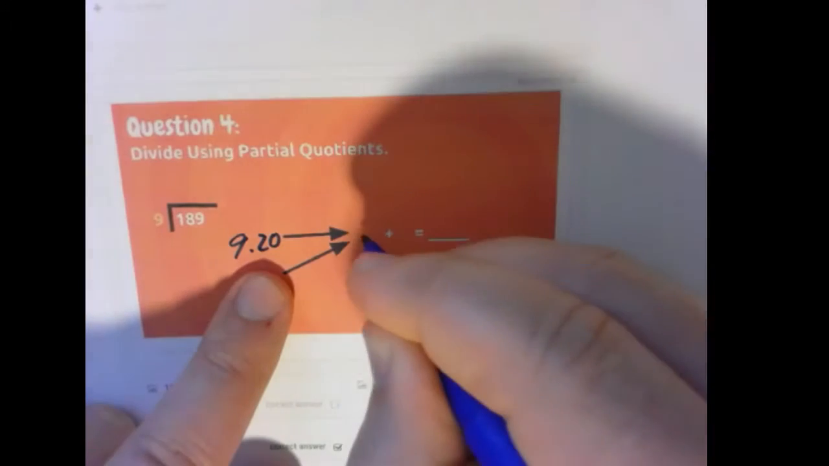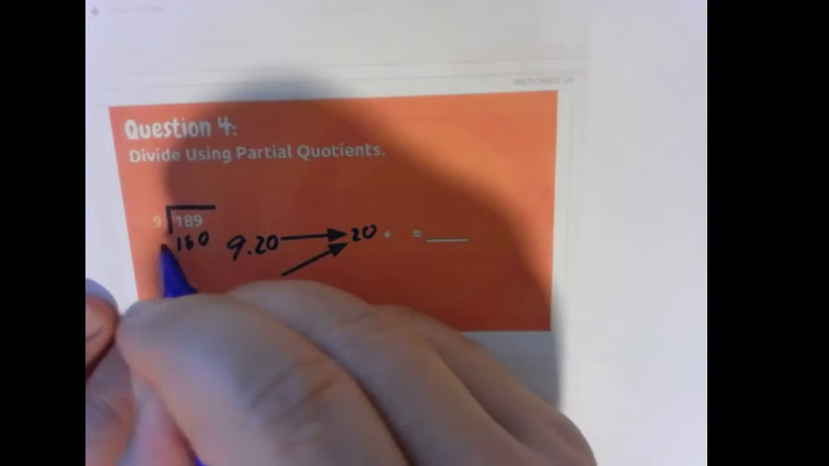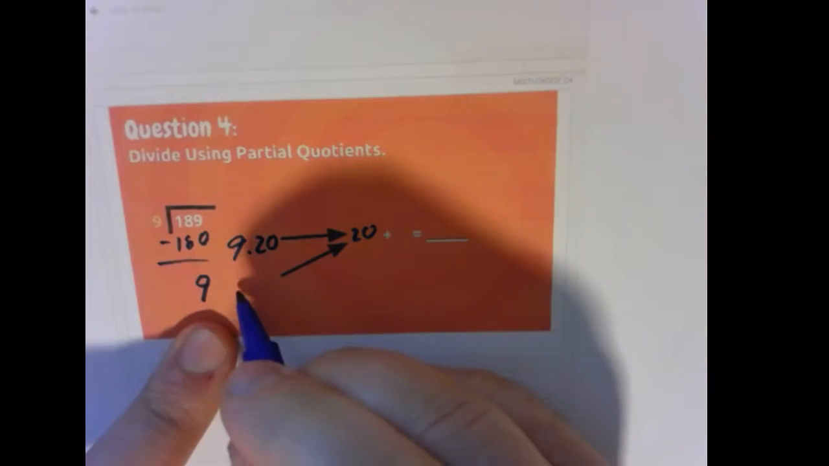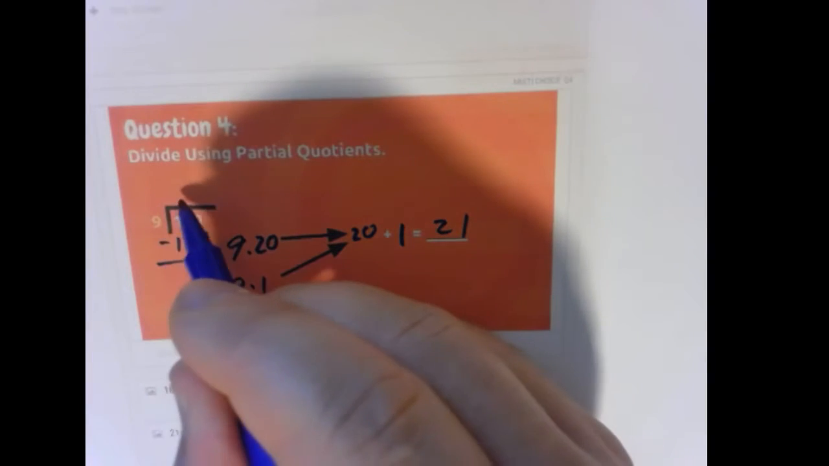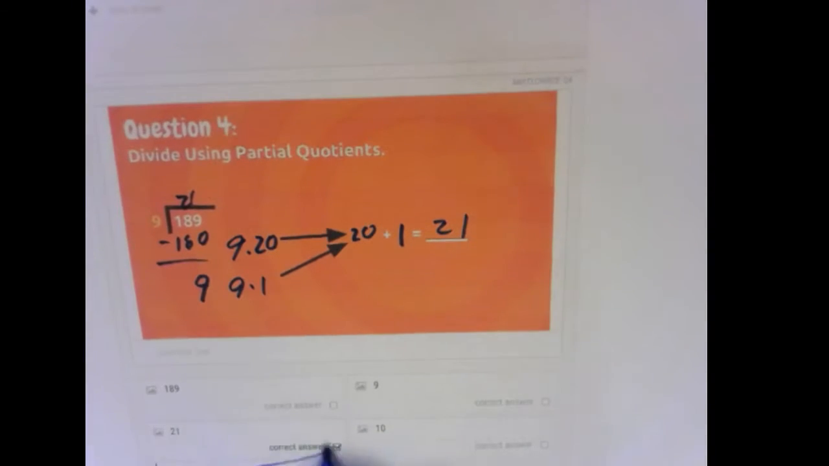Put the 20 here. So what is 9 times 20? That would be 180. What is the difference? 189 take away 180 leaves only 9. 9 times what makes 9? Well, 9 times 1 makes 9. So this 1 goes here. And we're adding 20 and 1 to make 21. In other words, 189 divided by 9 is 21, or 21 times 9 is 189. Okay, so using partial quotients is the skill that we're practicing now.